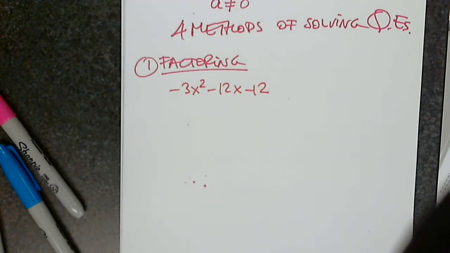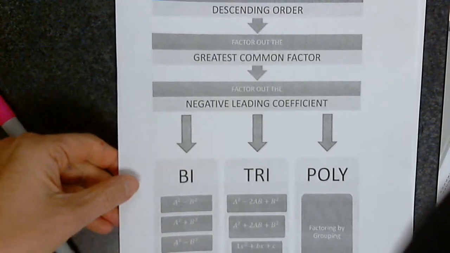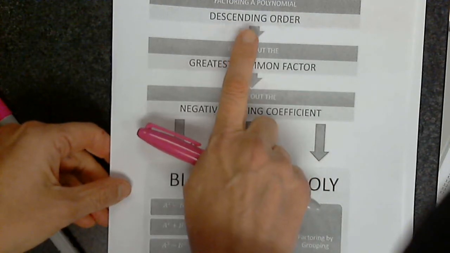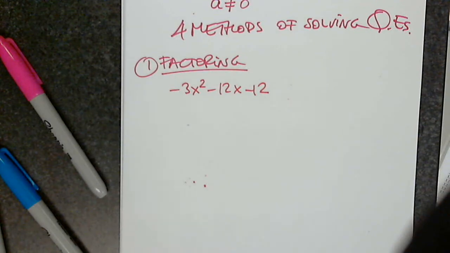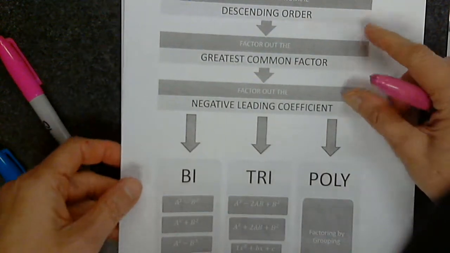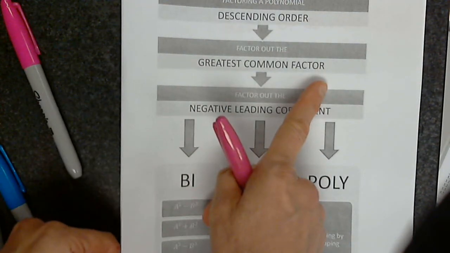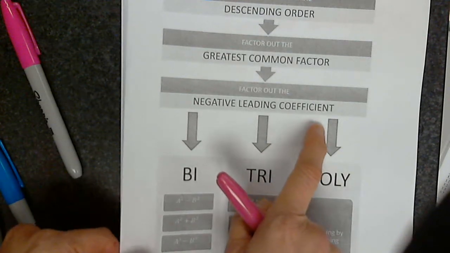I follow the strategy to the T. This is the strategy. Factoring a polynomial, first I have to arrange it in descending order. Is it arranged in descending order? Perfect. Step 2 and 3 can be combined. I have to factor out the greatest common factor and the negative leading coefficient if the leading coefficient is negative.